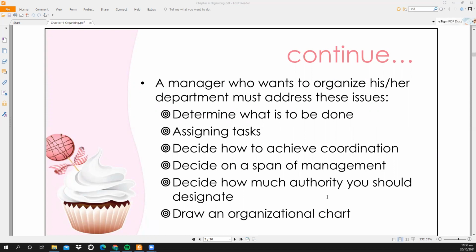Decide how to achieve coordination. So, of course, every now and then, you will have a meeting, or even those managers per department should have a meeting, whether every quarter or every month, to discuss whether they are still aligned with the objectives, and the stability per department, their performance. They check if they are still aligned with the objectives of each other.